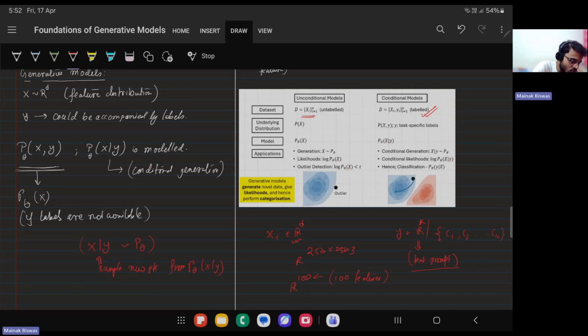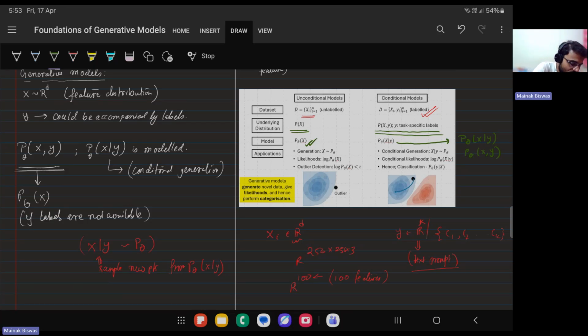So what is the underlying distribution you sample from? You say that this data has been sampled from an underlying distribution P of x. On the other hand, this data has been sampled from the joint distribution P of x comma y. For unconditional models, your idea is to model just P of x, learning a proxy for the underlying distribution. Here, your idea is to learn P theta of x given y, or P theta of x comma y, either of these, and you'll be good. So now, what can unconditional generation help you do?